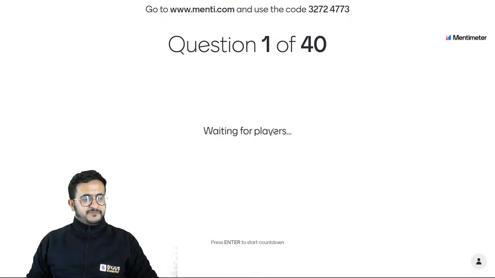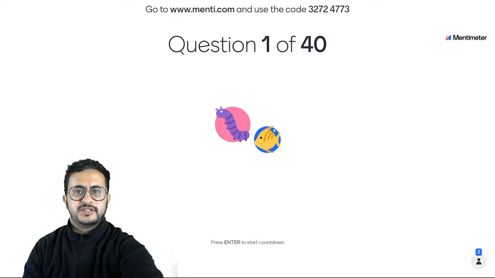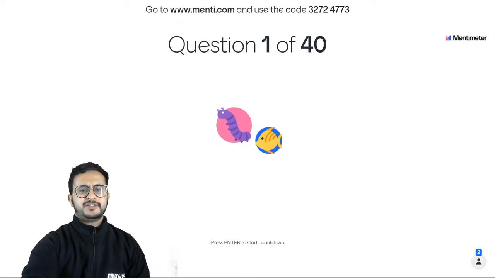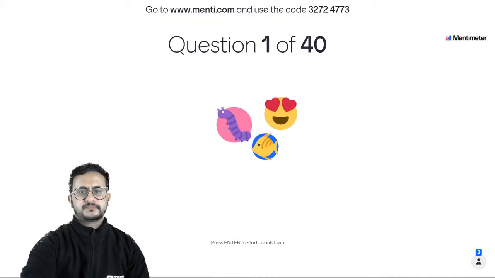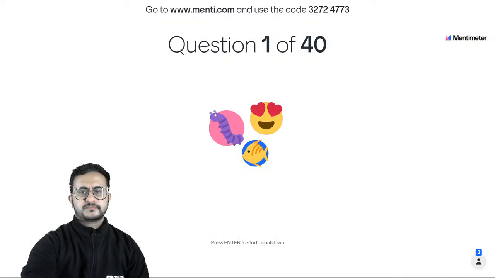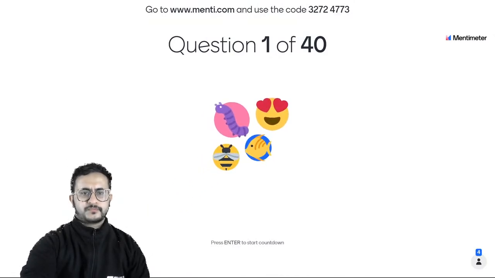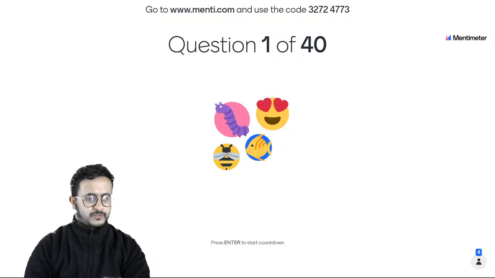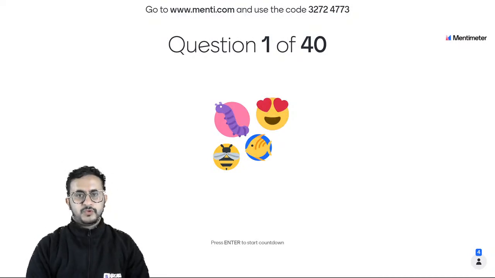All right, so for the ones who are watching it for the first time, I'll tell you the rules of how to join this. Just go to the site, open another tab, go to the site menti.com, and it will ask you for a code. In that code, just enter the code 32724773. Once you enter this code, you will be able to participate in the quiz. Many of you must be watching it for the first time, so just go to the site menti.com, and it will ask you for a code and you can put this code. Just go to the site and enter this.